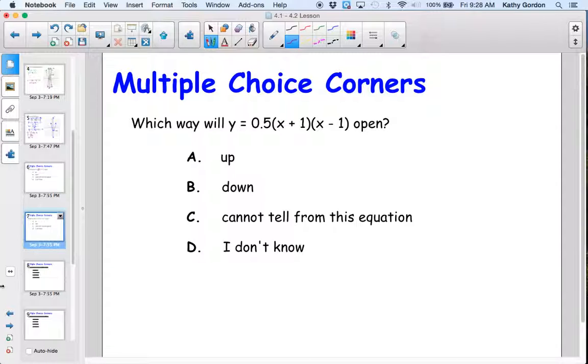Again, A, B, C, D. All right, another unanimous decision. Katrina, why'd you say up? It's positive, the A value.